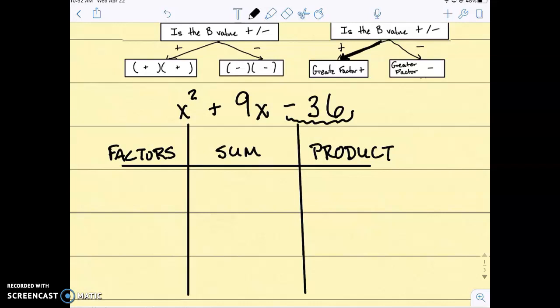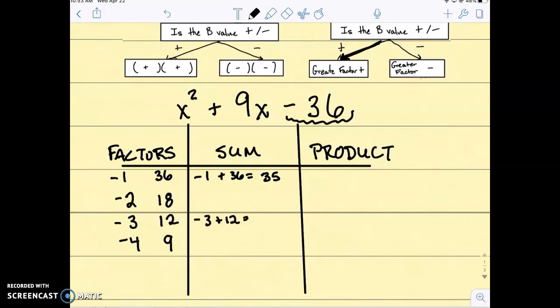So that means it would be like -1 and positive 36, -2 and positive 18, -3 and positive 12, -4 and positive 9. And then you'd start over again. Well, -1 plus 36 is 35. That's not what I'm looking for. -3 plus 12. Oh, that's 9.